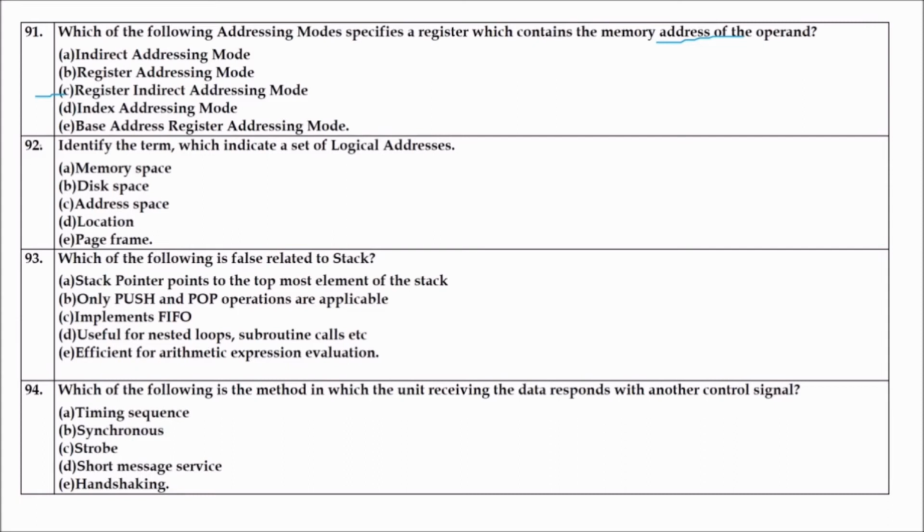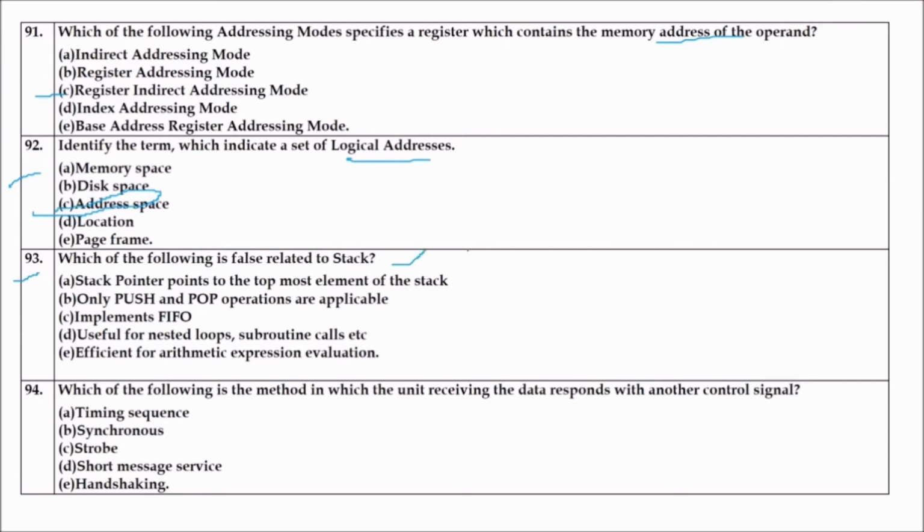Next, identify the term which indicates a set of logical addresses. Identify the term which indicates the set of logical addresses. 92. The answer is address space. We already saw this. Address space. The answer is C. Next is, which of the following is false related to stack?